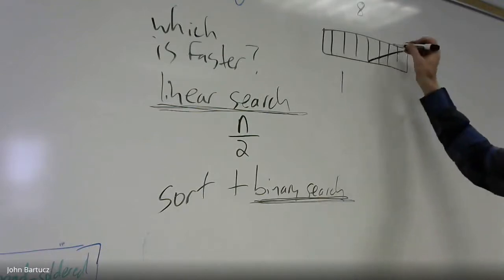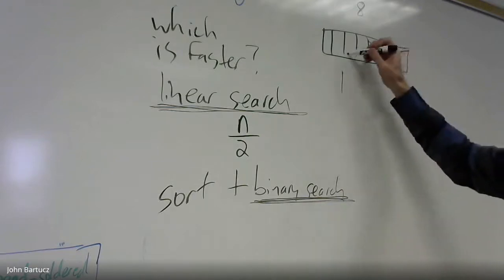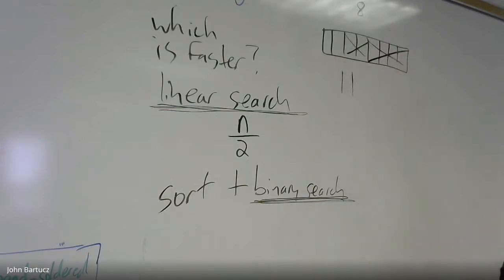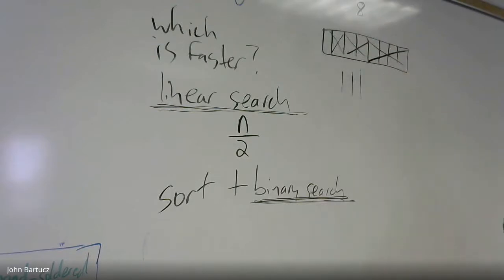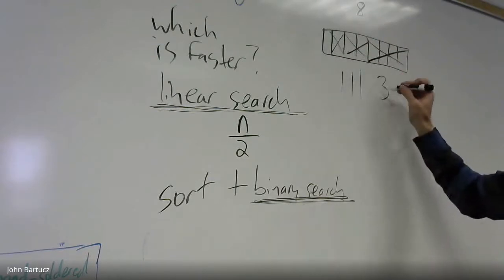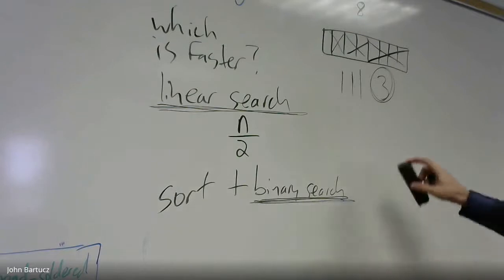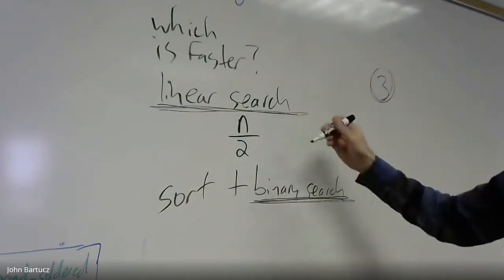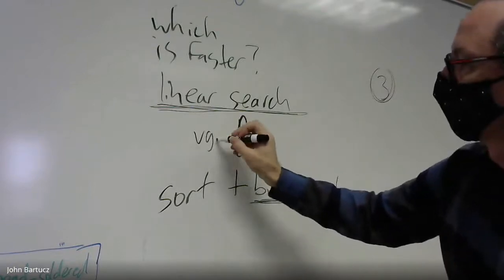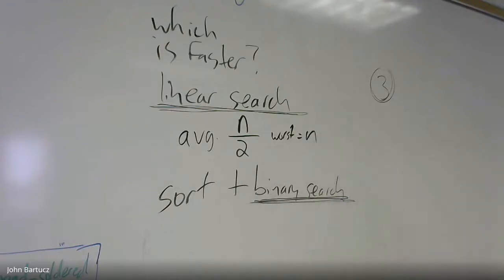4. With 2 guesses, I can eliminate 1 more. And with 3 guesses, I can eliminate 1 more. So worst case, 3. Oh, I should say average, then over 2, worst is n.